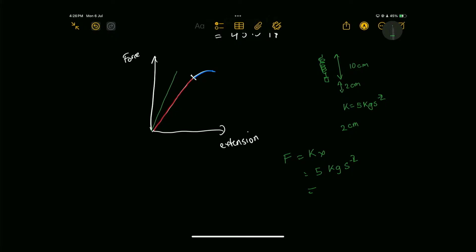But basically we have the formula F is equal to K times x, so we'd have 5 kilograms per second squared for the value of K, and the extension is 2 centimeters, but we need to convert this to meters, right? So this would actually be multiplied by 0.02 when we convert this to meters. So what we would get is 5 times 0.02, which is 0.1, and the unit of force is newtons, so we get 0.1 newtons for this question.